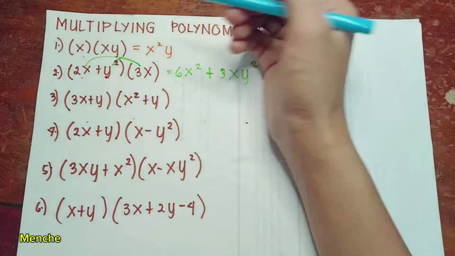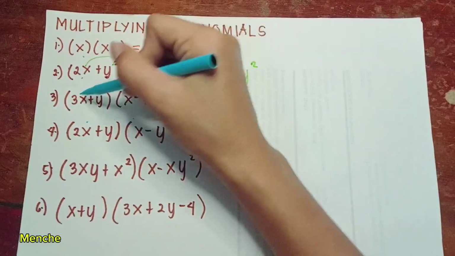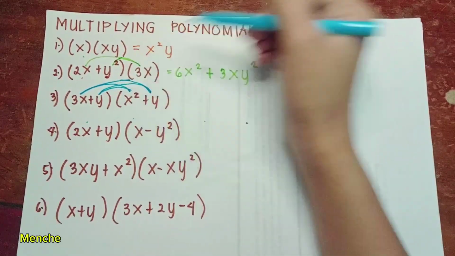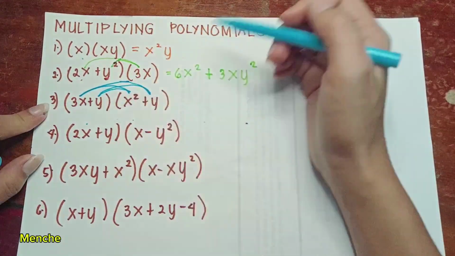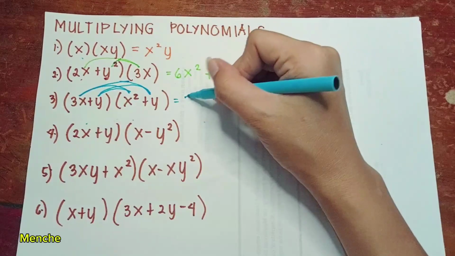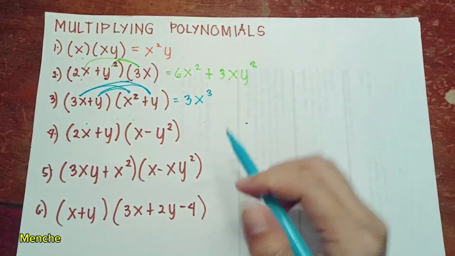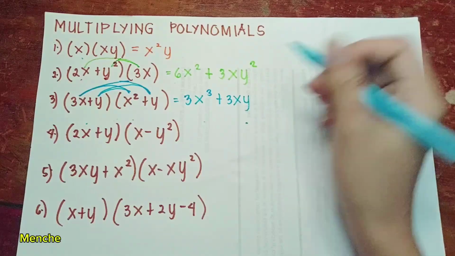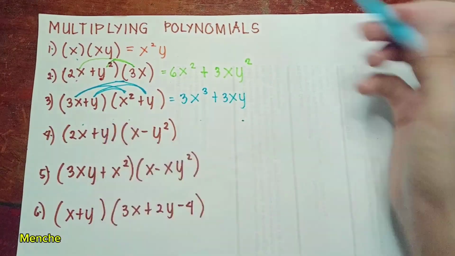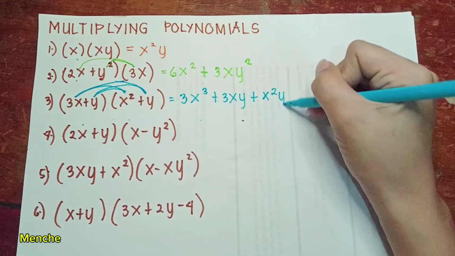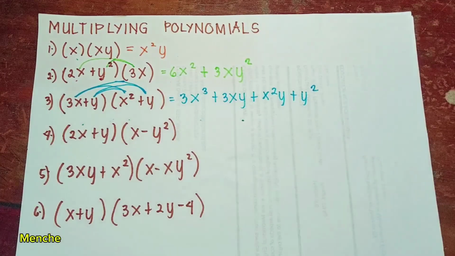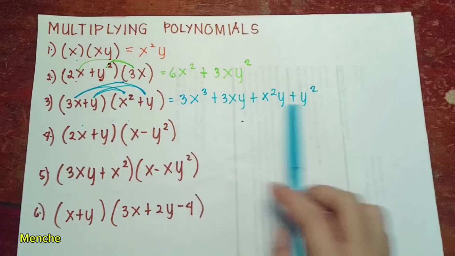In the next examples, we have two binomials, so we're gonna do the FOIL method. First, outer, inner, and last. Let's start multiplying. 3x times x squared, that is 3x cubed. For outer, we have 3x times y, that is 3xy. Then inner, y and x squared, that is x squared y. Lastly, y times y, so plus y squared. We have no like terms here, so that is the final answer.